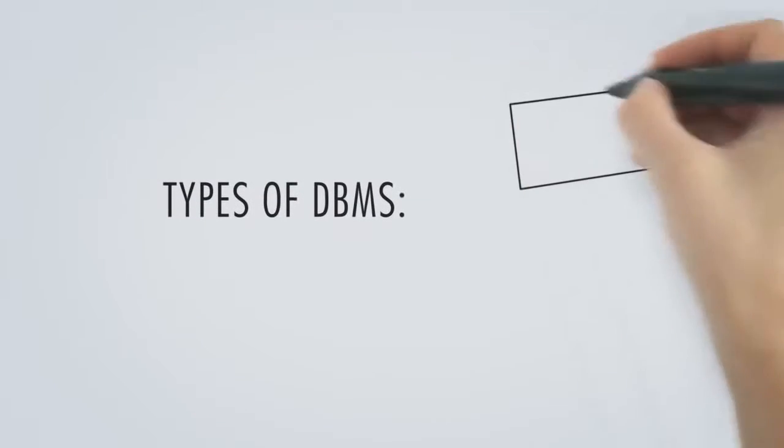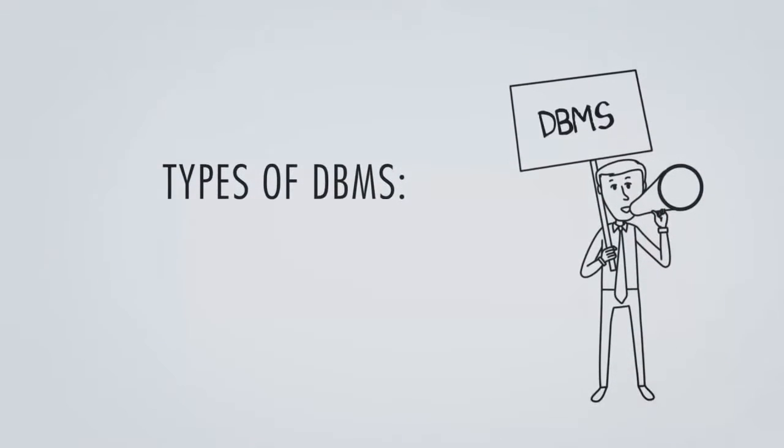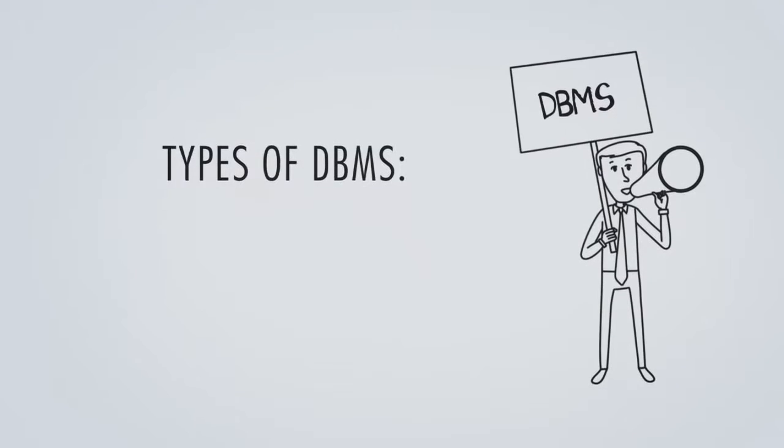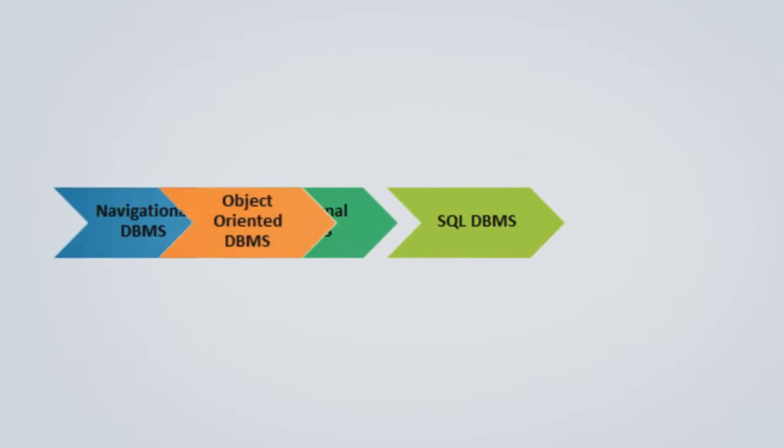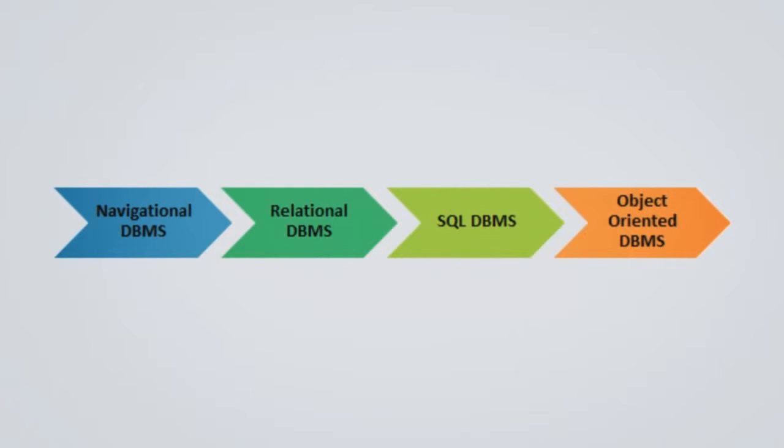Types of DBMS. Let's see how the DBMS family evolved with time. The following diagram shows the evolution of DBMS categories. There are four major types of DBMS. Let's look into them in detail.